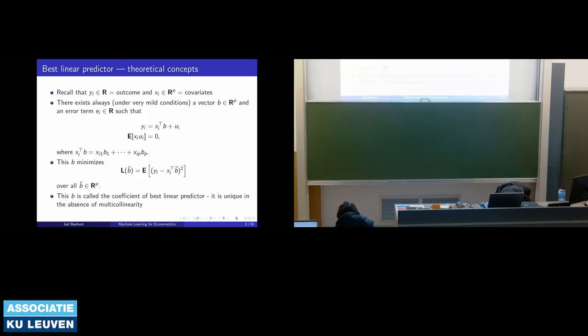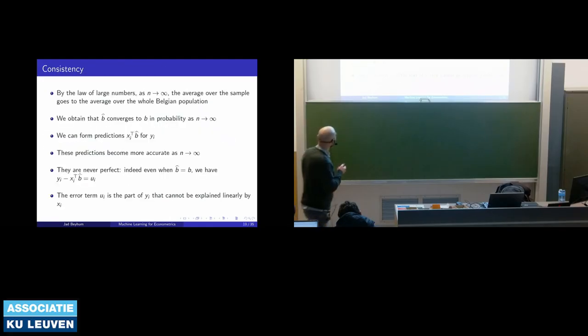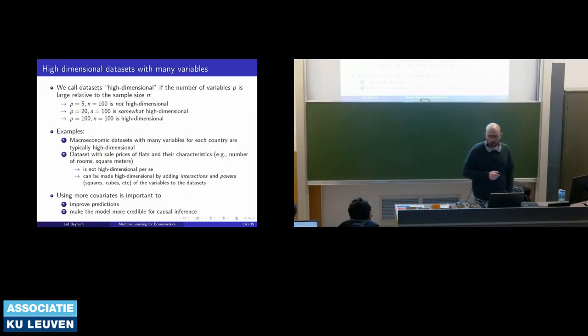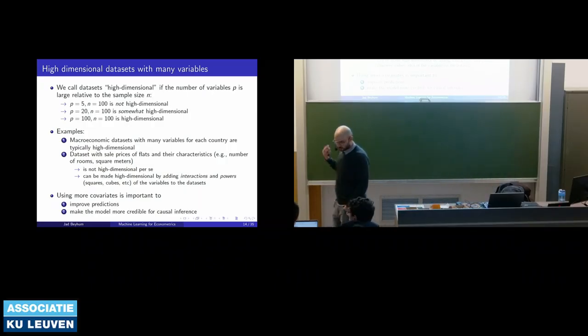So we saw that adding more variables can make the model more credible for causal inference. Another thing for which it's useful is to improve predictions, right? So when you think about it, the current model, like the simple model, is just predicting from a few variables. It's logical that if you add more variables, your linear prediction should become better. So it can improve predictions, but there is a caveat, of course.